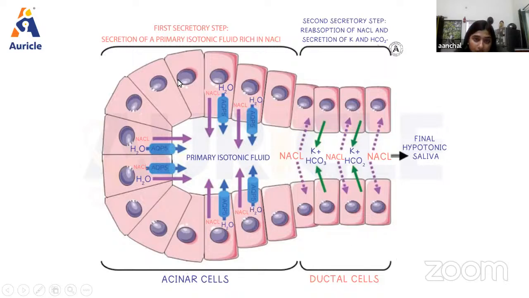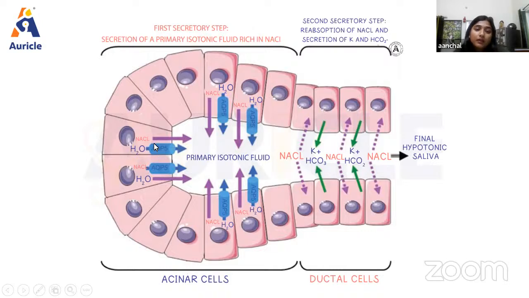Okay, so here in the diagram, as they have shown, these are the acinar cells, and these are the duct cells. Now the role of both the cells, acinar as well as the duct cells, is important because they are equally important. The acinar cells secrete some type of ions, and the duct cells basically absorb some types of ions. So that's what we're going to discuss.